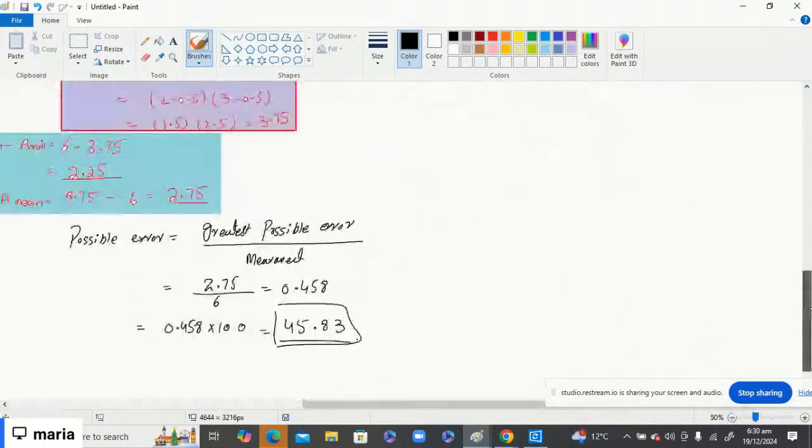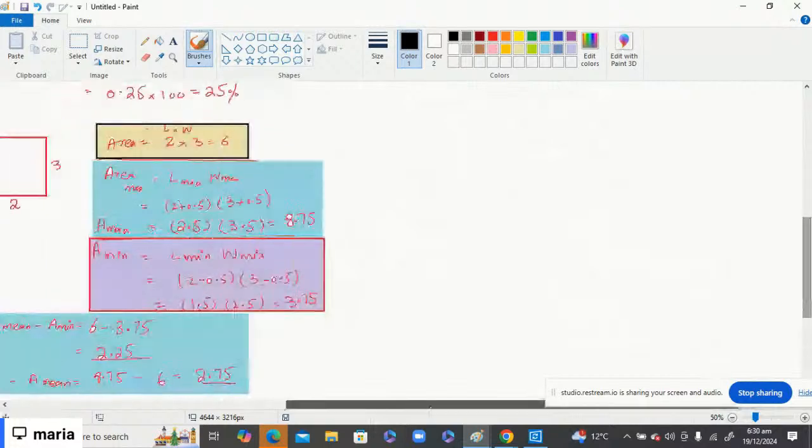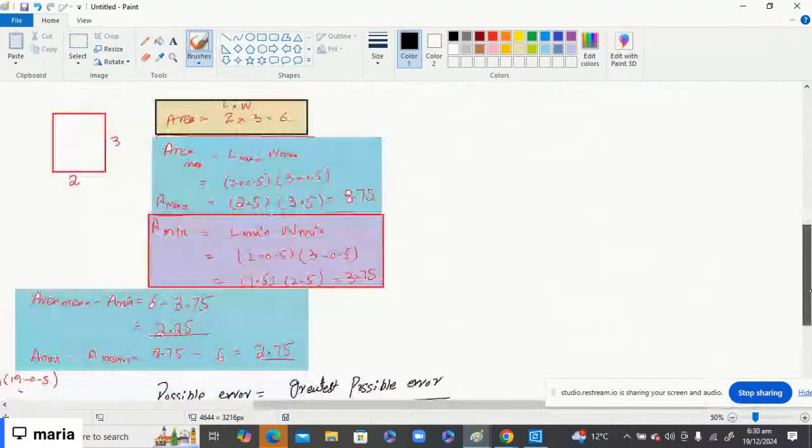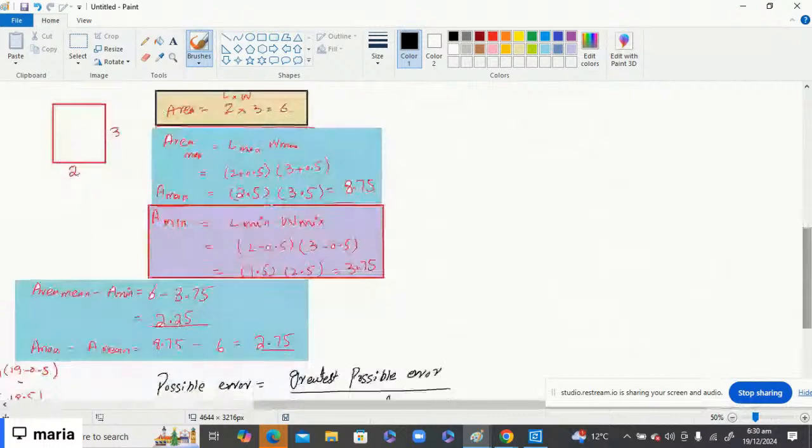Now this is your greatest possible error. Here is the thing that we have done in it. Okay. So look at here. I'm going to tell you all the steps one by one. First step that we follow here. What is the first step?